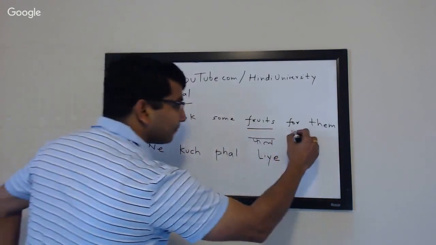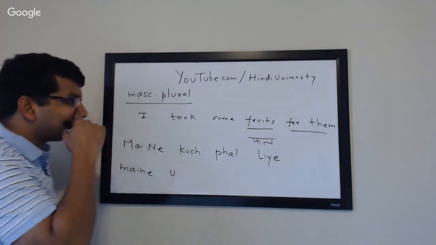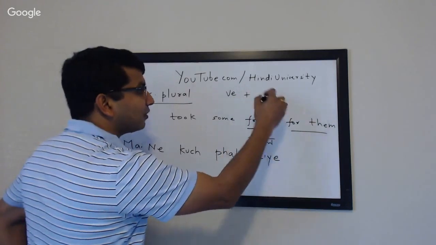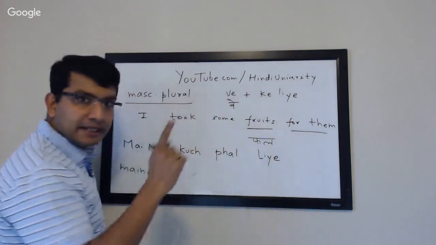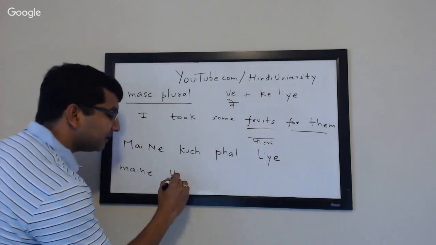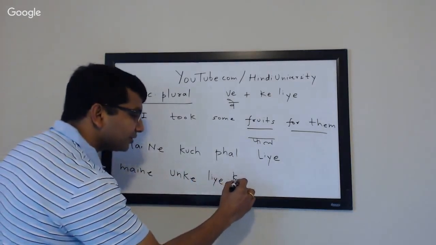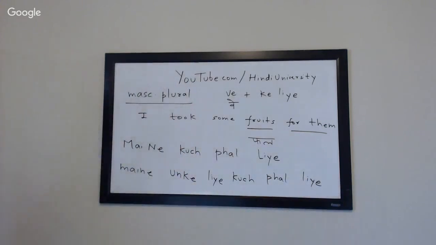And now you're saying for them. For them, remember. So it will be मैंने. For them is उनके. They is वे. But you're using वे plus the postposition के लिए. When you combine both of them, that means them, and in Hindi one word for that is unke. So मैंने उनके लिए कुछ फल लिए. Very good, I think most of you are following it quite well, so I'm really happy about it.